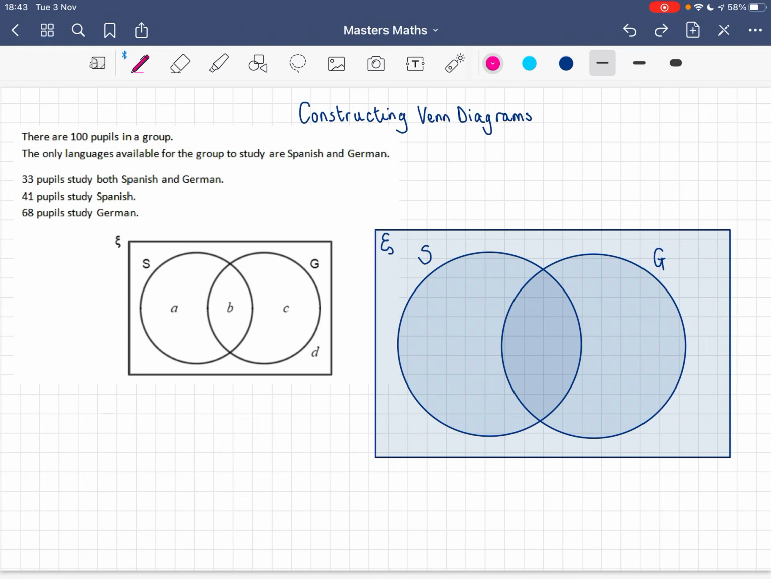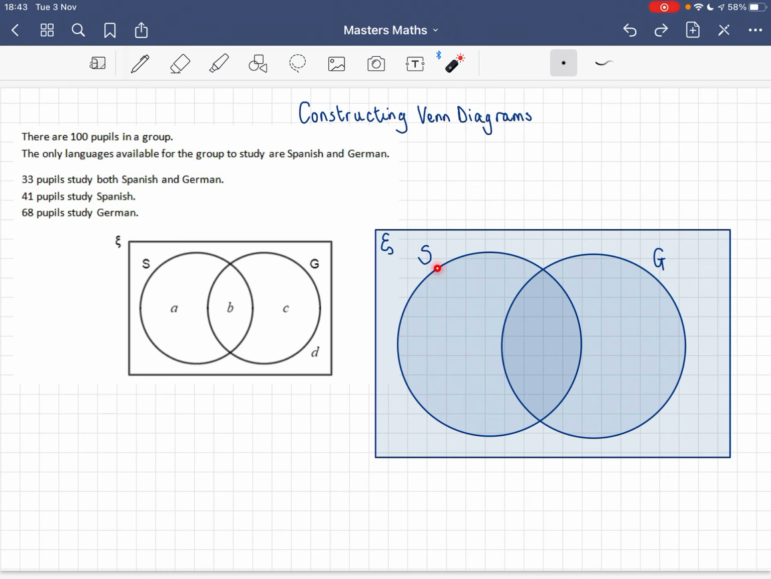I'm going to go straight in to the first example. So we have 100 pupils in our group, and you can see we've got the Venn diagram already drawn, ready for us to use. So that means if there's 100 pupils in the group, the whole box has to contain those 100 students, okay? So all of the numbers we put into this box need to add up to make 100 altogether.